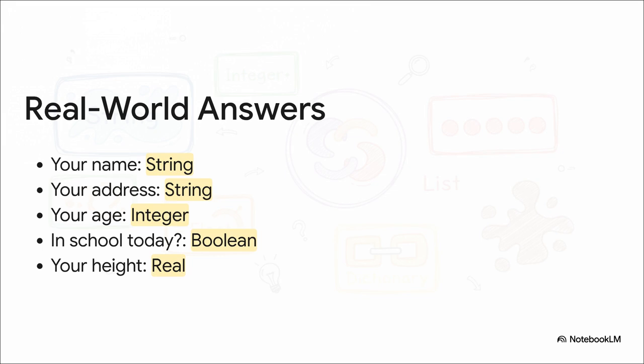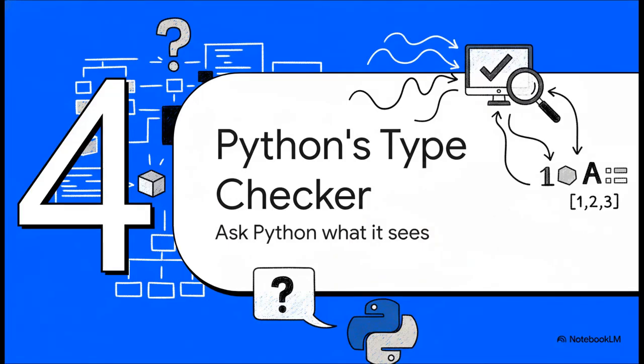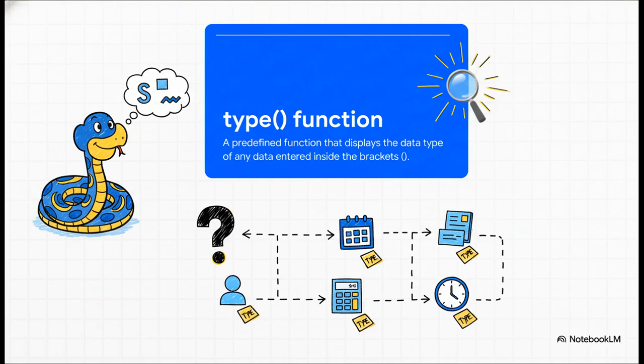And your height, since it probably has a decimal in there somewhere, is a real number, or what we call a float. All right, so now we know how to categorize data. But how can we check our work? Is there a way to ask Python directly, hey, what kind of data do you think this is? Oh, you bet there is.